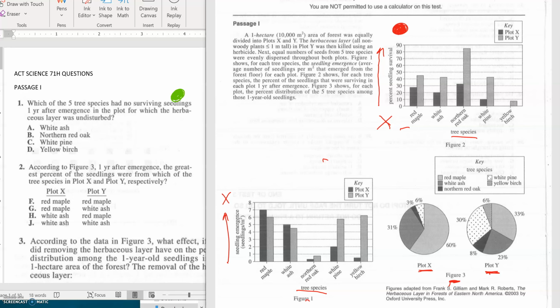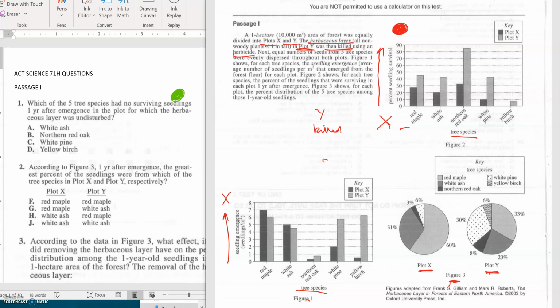But anywho, a hectare area of forest was equally divided into plots X and Y. Okay, so we know it's done. A herbaceous layer, anything that's italicized is usually important. All non-woody plants less than 1 meter tall in plot X were left undisturbed, and plot Y was then killed. Alright, so plot Y killed using a herbicide. Next, equal numbers of seeds from 5 tree species were evenly dispersed throughout both plots.